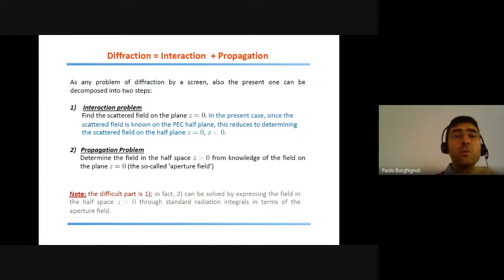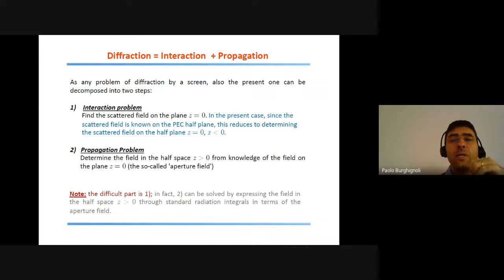But there is even more than that. Since we are dealing with the problem of diffraction by a screen, in any problem like this, we can decompose the problem into two steps. The first one is the so-called interaction problem, which consists in finding the scattered field on the plane where the screen is located, in this case, the plane z equals 0.